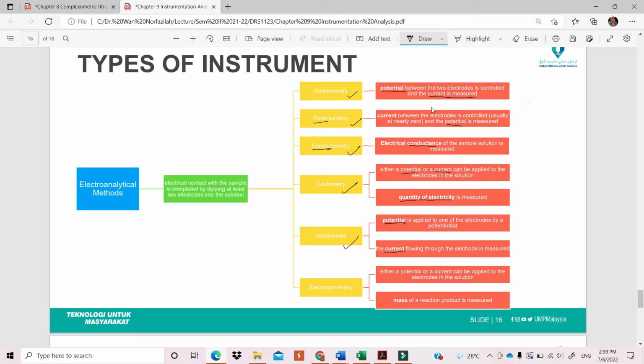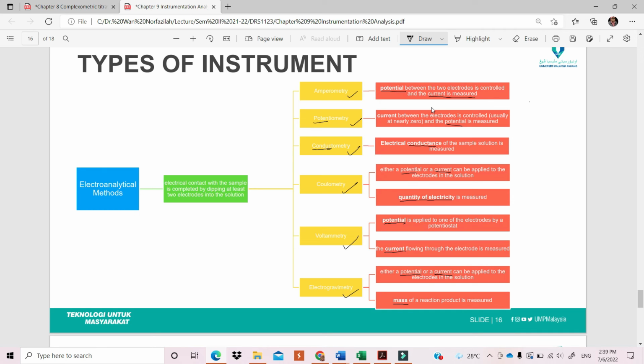And the last one, similar to coulometry, you either apply potential or current, but now you measure mass. We call it electrogravimetry. Okay, if you look at coulometry just now, either potential or current is applied, but the measured one is quantity of electricity, we call it coulometry. If the mass is measured, we call it electrogravimetry. Okay, so you need to remember this one.